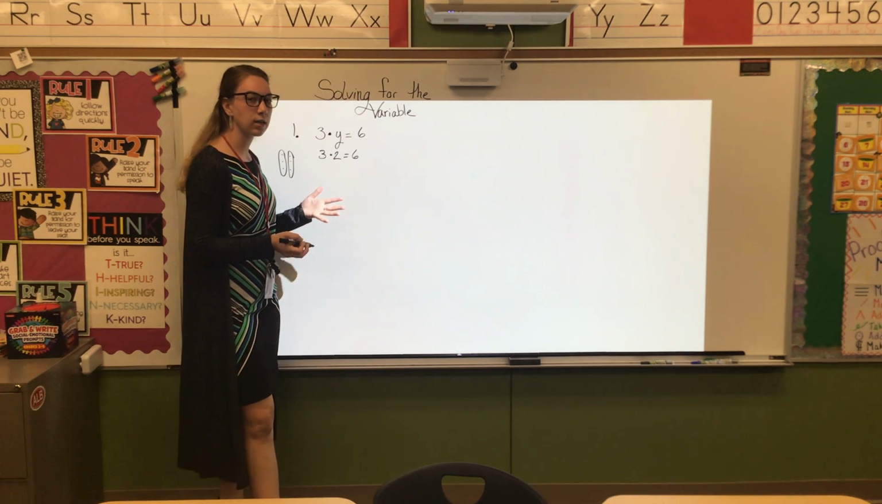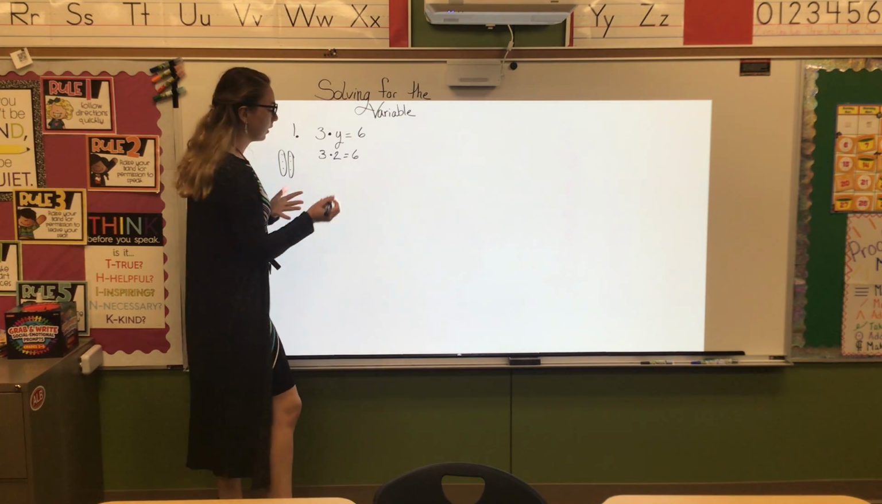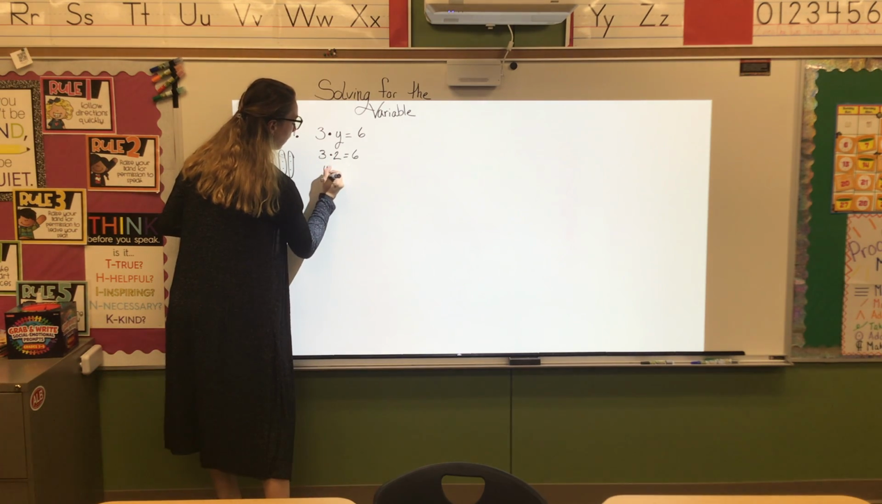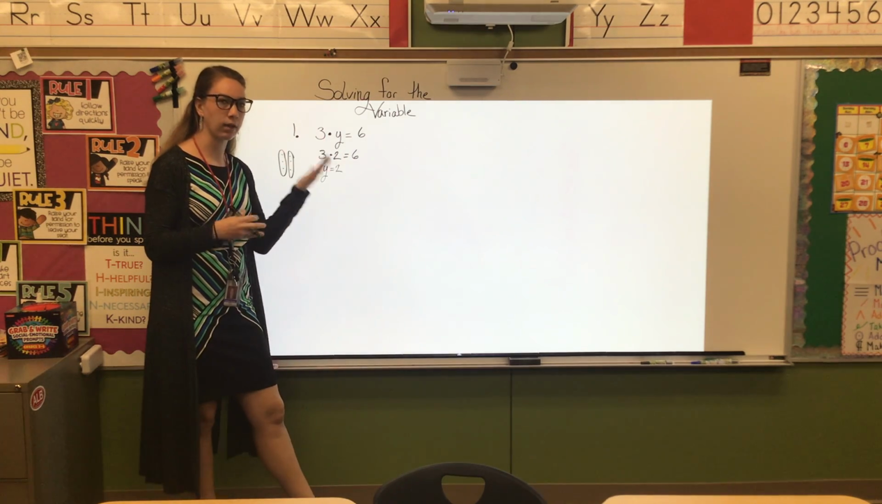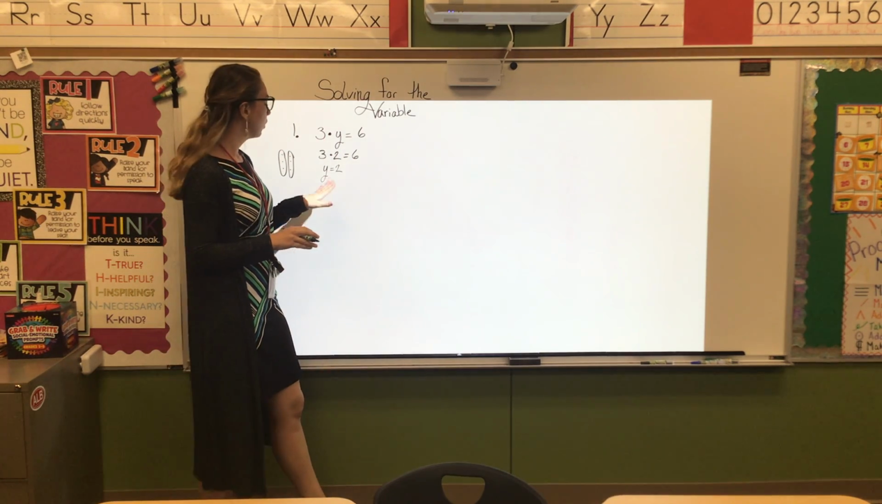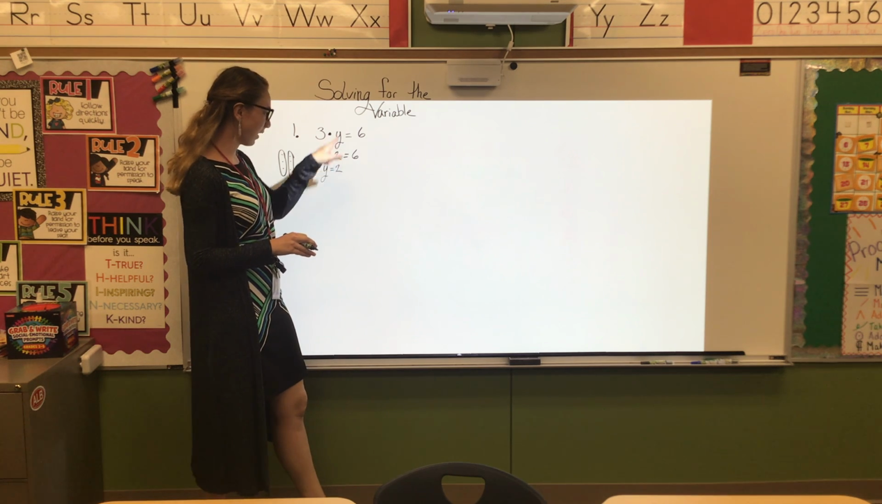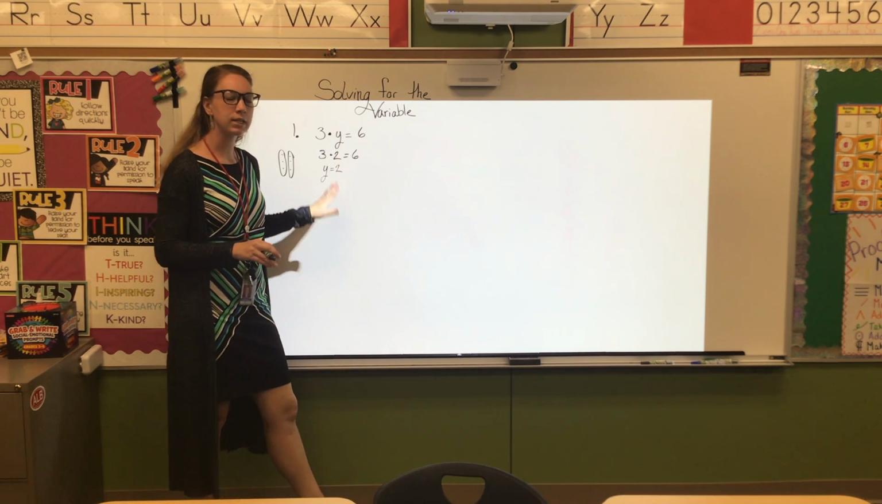But the way we solve for the variable is we say y equals 2. Because y represents that 2. That 2 is represented by y. Back and forth, it works both ways. So y equals 2, because y is 2 in this variable, is how this would be written.